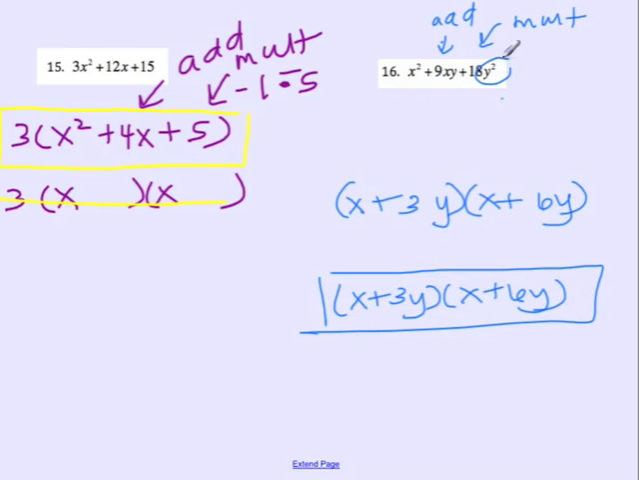So don't let this y squared trick you. You just have to have a y at the end. And if you're not sure, you could go ahead and FOIL it and make sure you get the same answer you had before, to make sure it works.